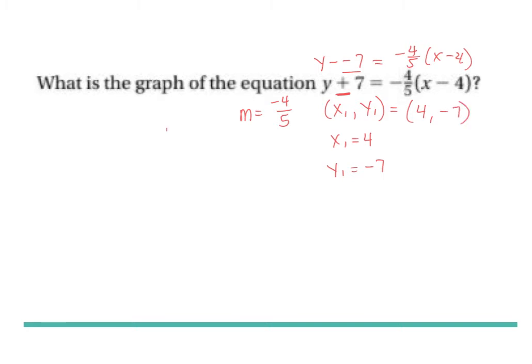All right, so let's go ahead and plot (4, -7), and then we find the slope from there. On the x and y axes, we're going to go to the right 4. 1, 2, 3, 4. And then down 7. 1, 2, 3, 4, 5, 6, 7. Negative 7.